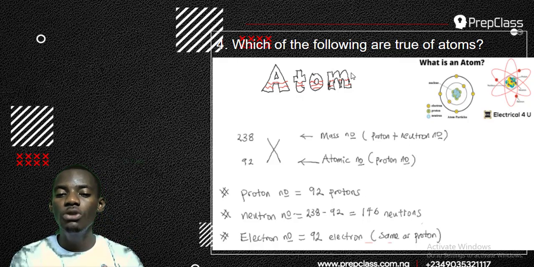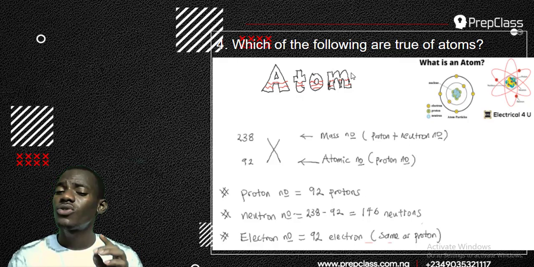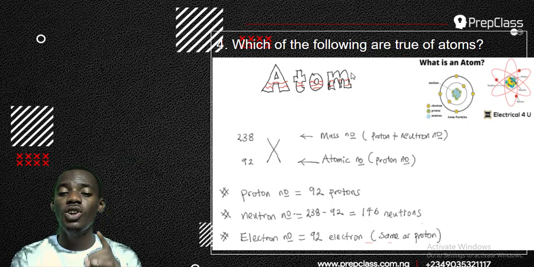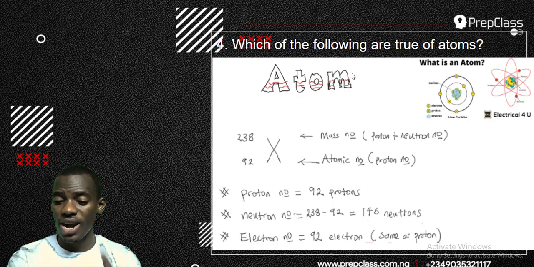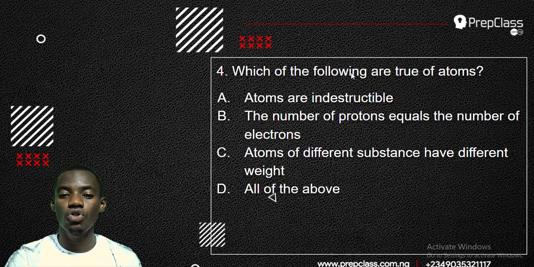Okay, but for the neutron, you have to subtract the proton number from the mass number to get the neutron number. So for the neutron number, I said 238 minus 92, that gives me 146 as my neutron. So don't forget, what is different is the neutron number, but the proton number and the electron number for a neutral atom is always the same. Don't forget that. So that makes option B also correct.